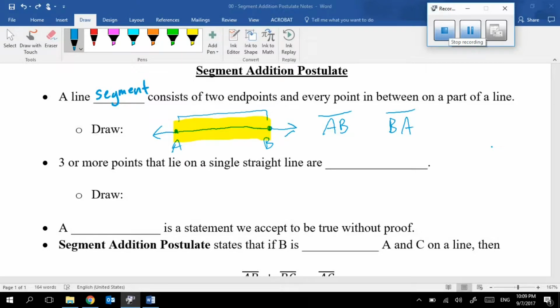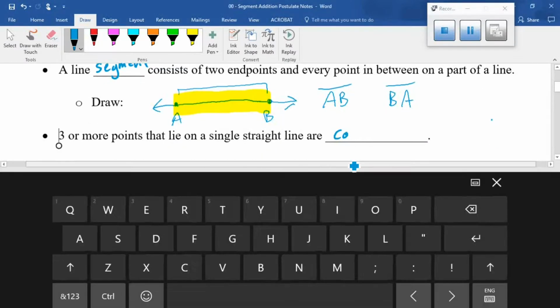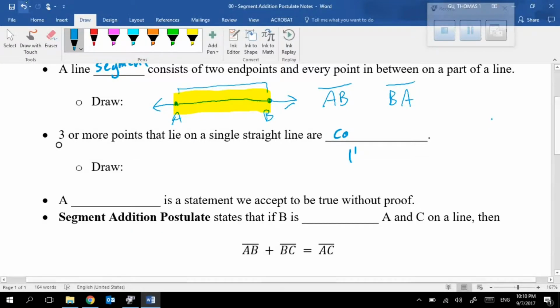Okay, next one right here. 3 or more points that lie on a single straight line. What word describes those 3 points that lie on a single straight line? Take a second. Think about it. It starts with a C and ends with linear. So if you said collinear, then you would be correct. Collinear. Good.